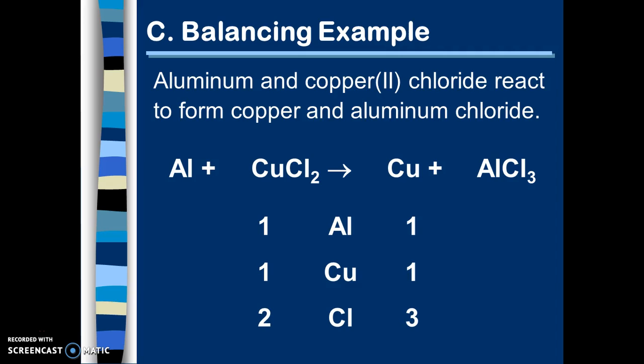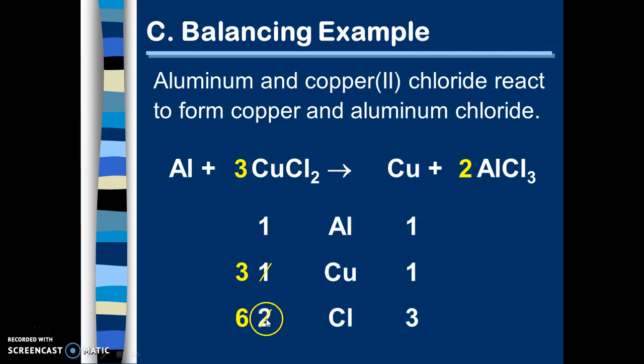So in order to get 6 chlorines on the reactant side, I need to multiply this 2 by 3. So I'm going to put a 3 out in front here. Now that 3 is going to change my copper to 3. And it's going to change my chlorine to 6. No big deal. Because now I'm going to go back over to the product side.